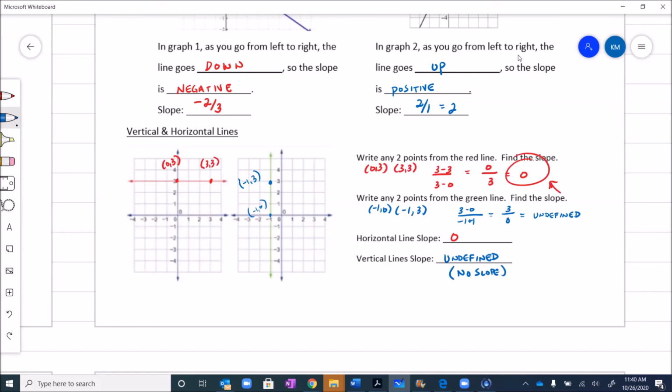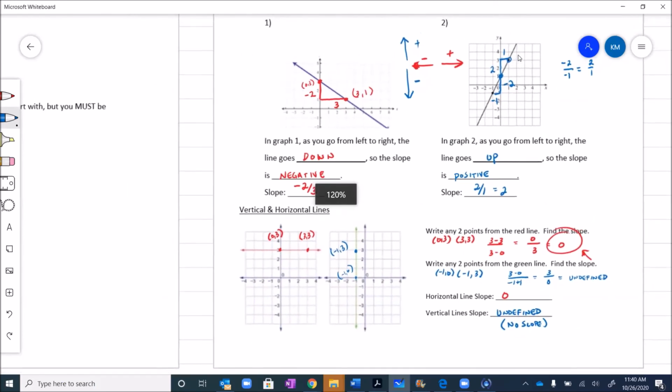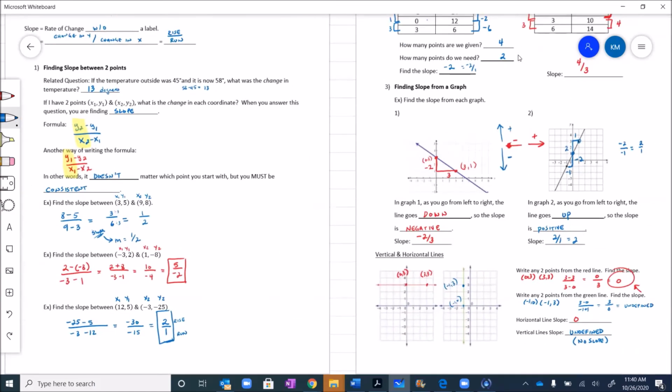Rate of change and slope are very similar. You'll see that slope is just rate of change without the labels. If you can do this, this will be an important step into you being able to graph functions. Okay, see you.